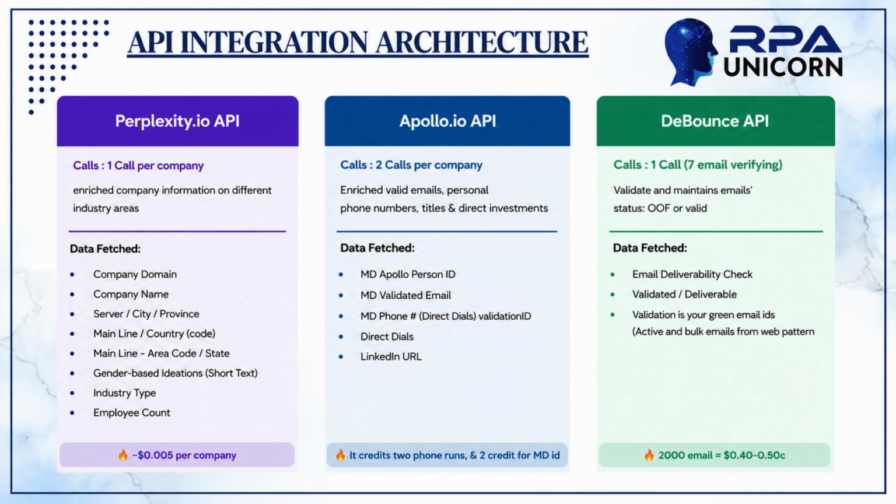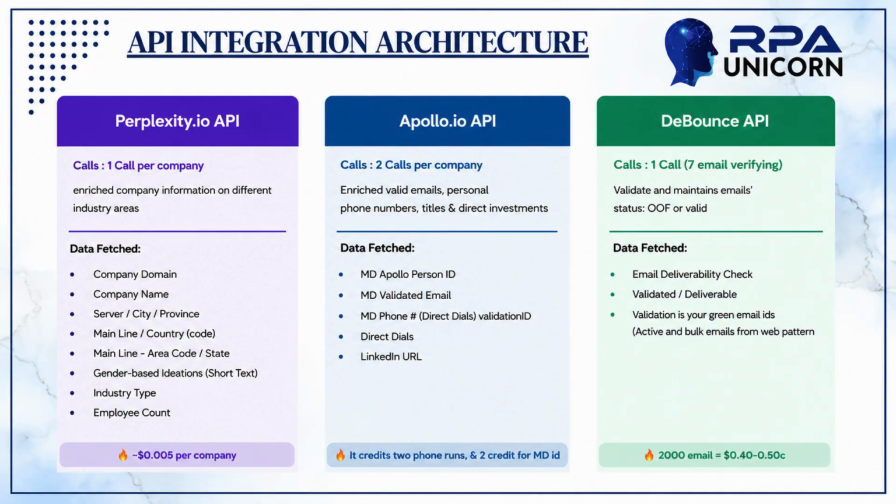Next, let's explore the underlying engine of our system, the API integration architecture. To power the automation flows we just discussed, RPA Unicorn connects seamlessly with three vital external platforms. First, we utilize the Perplexity API to perform a single call per company, fetching rich structural data like company domains, phone numbers, and addresses for less than a penny per entity.